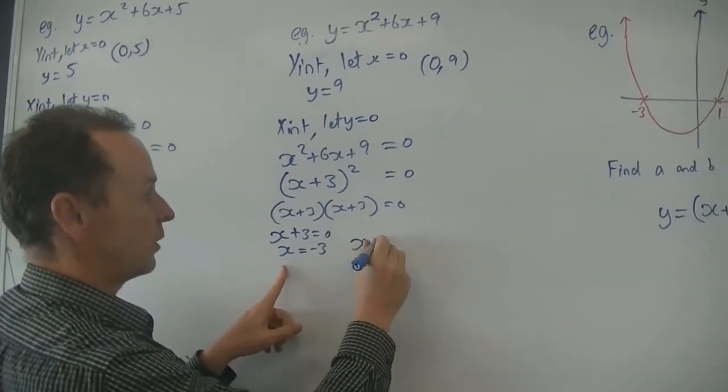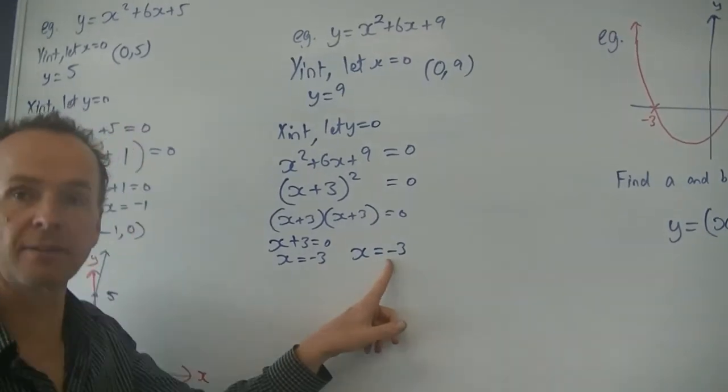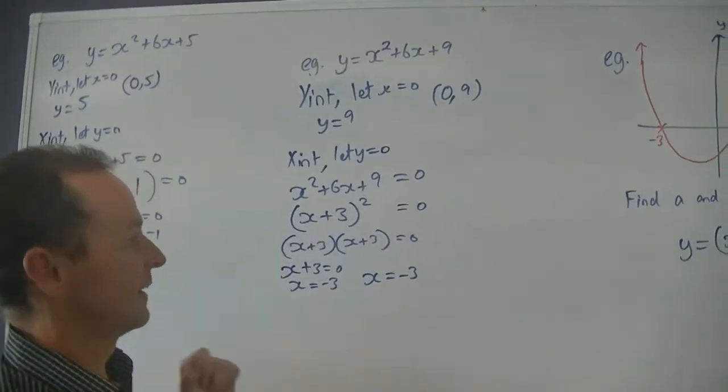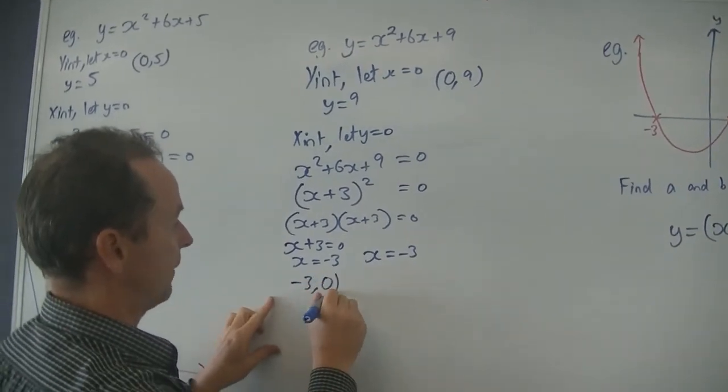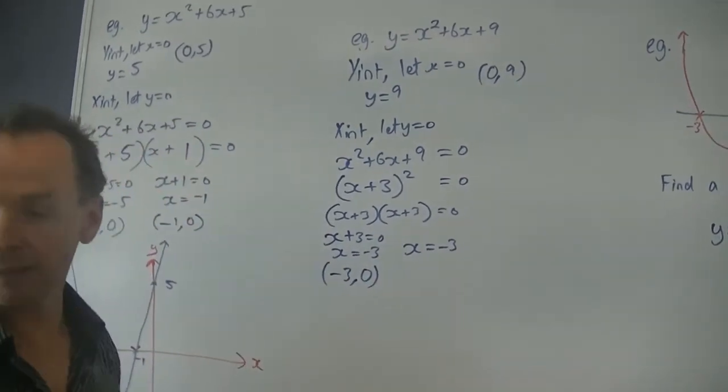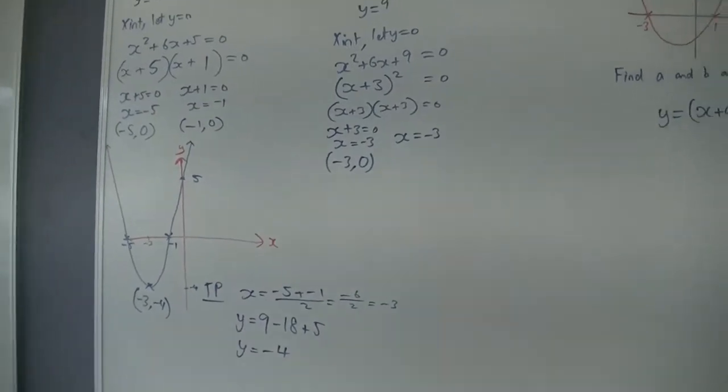So we've got two values. We've got x equals negative 3 twice, which means it's only there once, because it's the same value, the same point. So if we write that point, it's negative 3, 0. All right, now we are ready to sketch our graph.